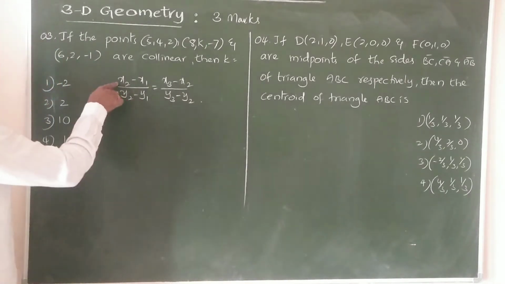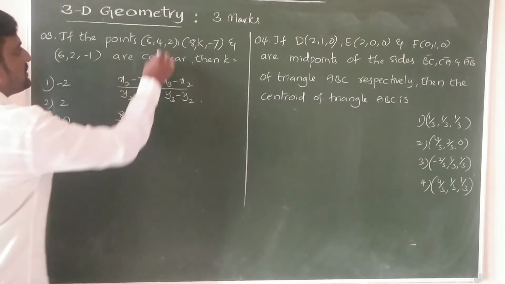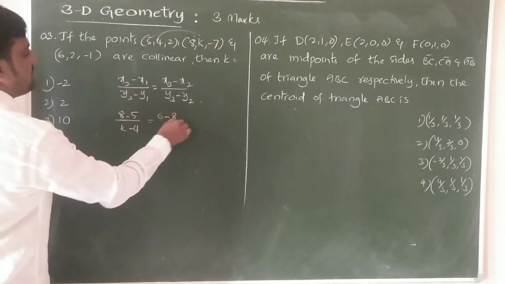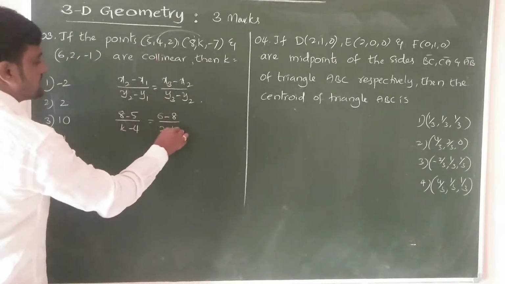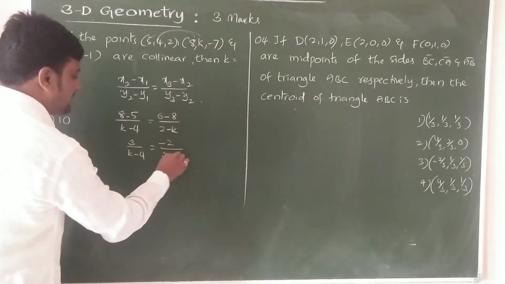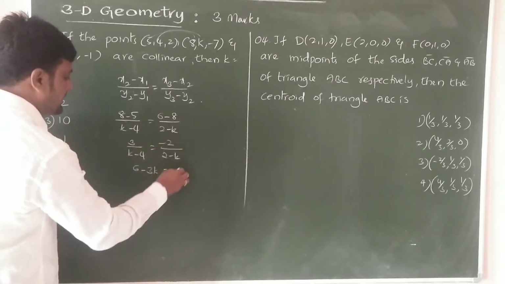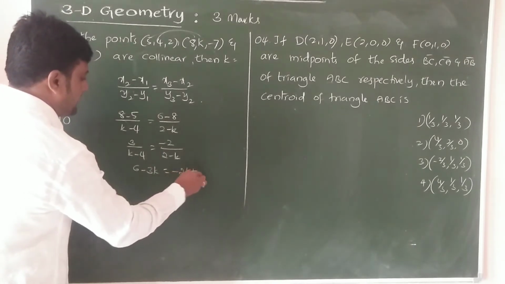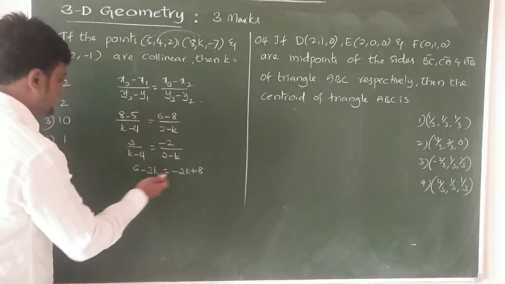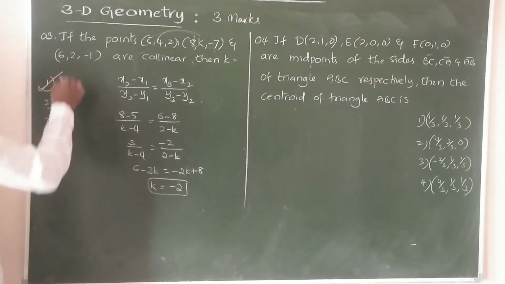Okay. Let x2 minus x1 be 8 minus 5 by k minus 4 and x3 minus x2 be 6 minus 8 by 2 minus k. Okay. 3 by k minus 4 equals minus 2 by 2 minus k. Let us simplify. 6 minus 3k equals minus 2k plus 8. Now minus 3k bring that side, this is k. Now 8 bring this side, that is minus 2. Then k equals minus 2 is our option.